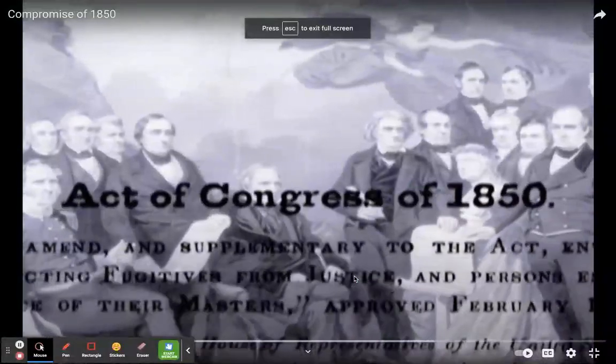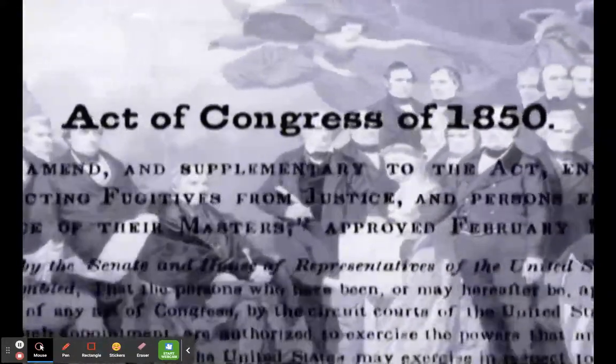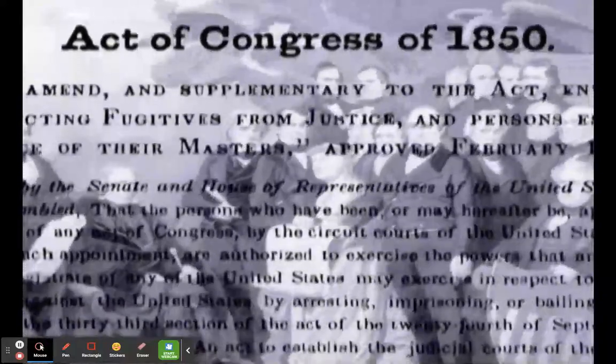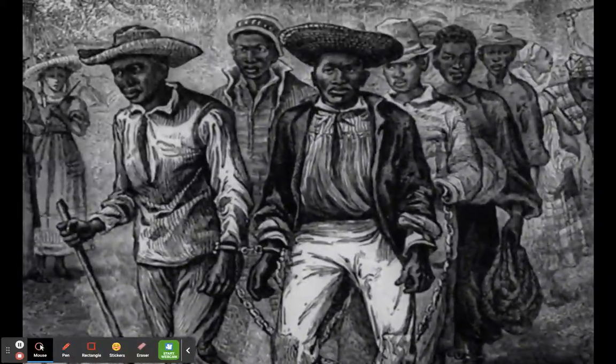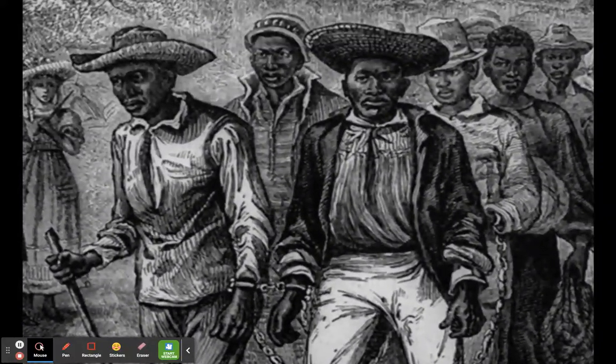The Compromise of 1850 was an attempt to resolve sharp differences in the U.S. over the slavery issue, differences that were threatening to split the country in two. Southerners insisted that slavery be legal in the territory won during the recent Mexican-American War.